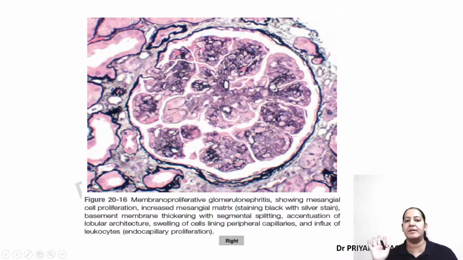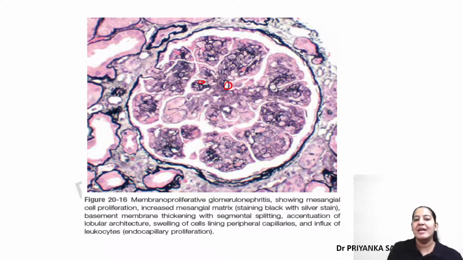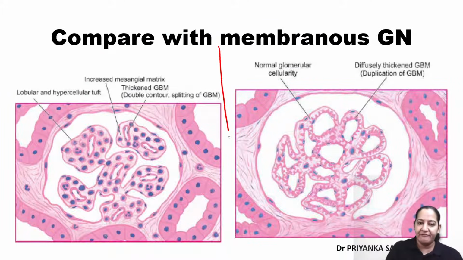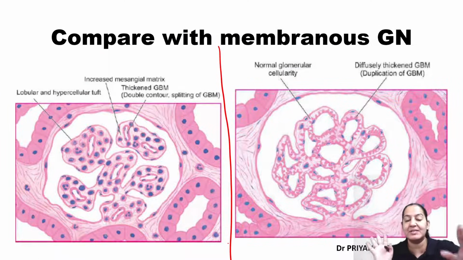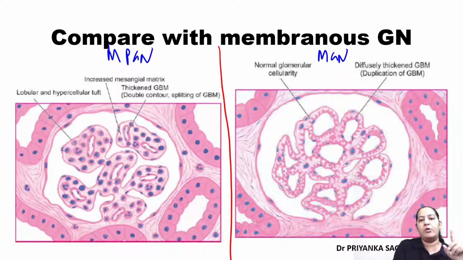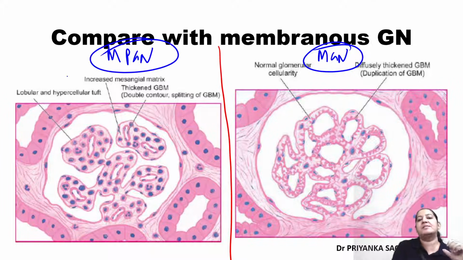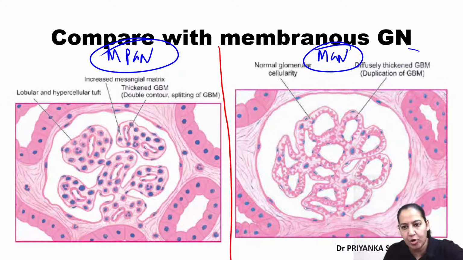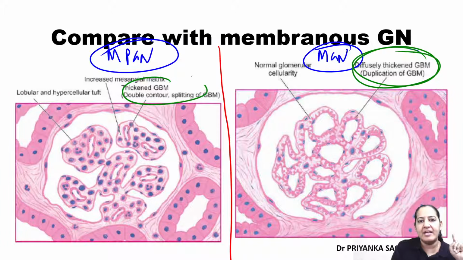It is not only membranous. See, the thickening of the basement membrane is best appreciated on silver stain. Now compare the two. Everyone compare the two. No one will give you such a beautiful comparison. See, this is a diagram of MGN. And this is a diagram of MPGN. Now you yourself decide what is the difference between them. In both of them, one thing is common. Thickening of the basement membrane is the common finding here also and here also.